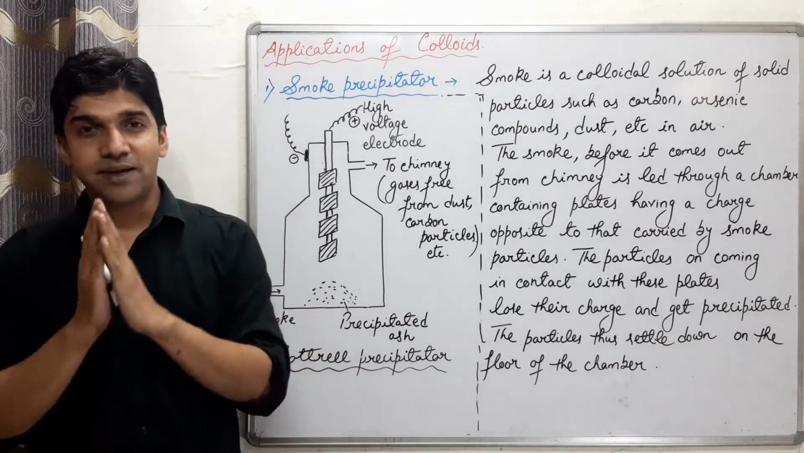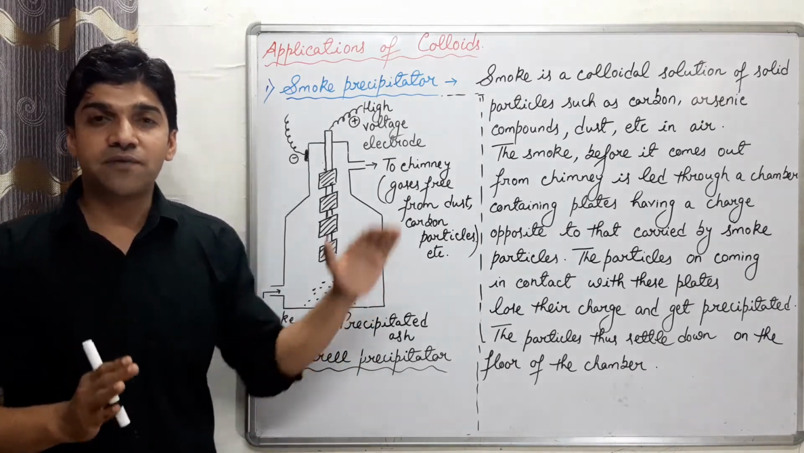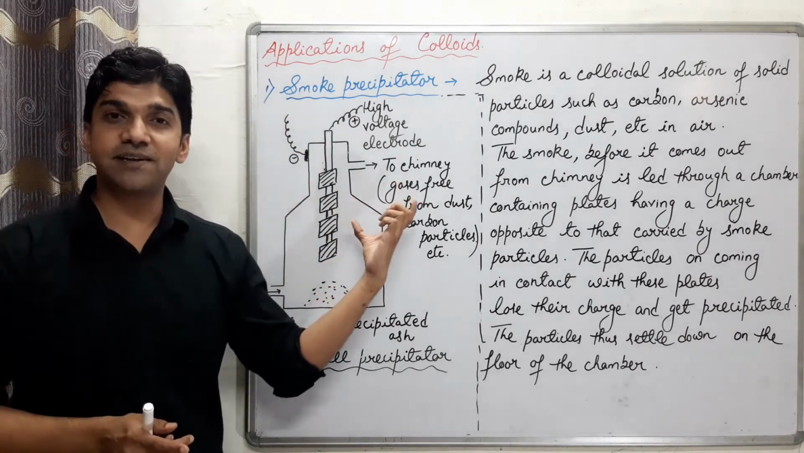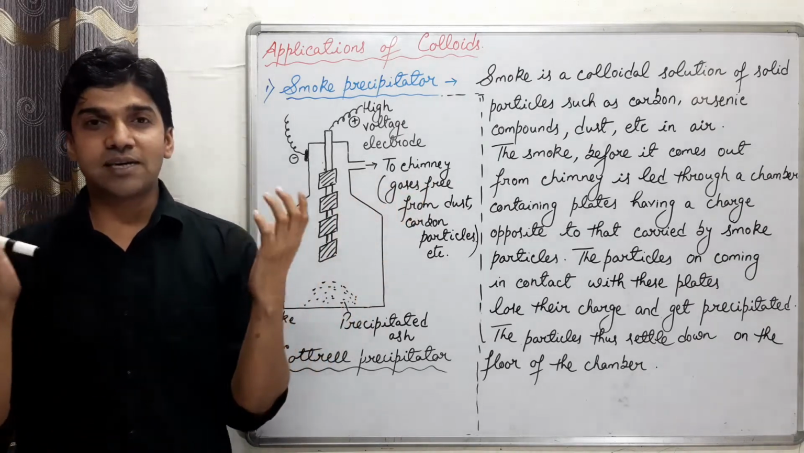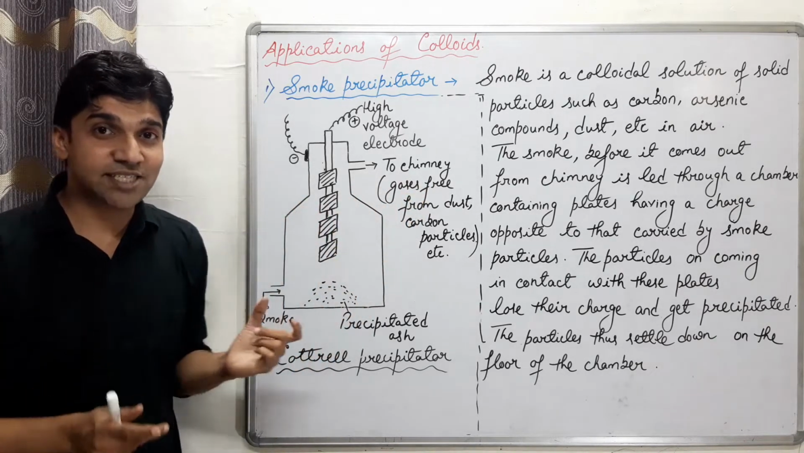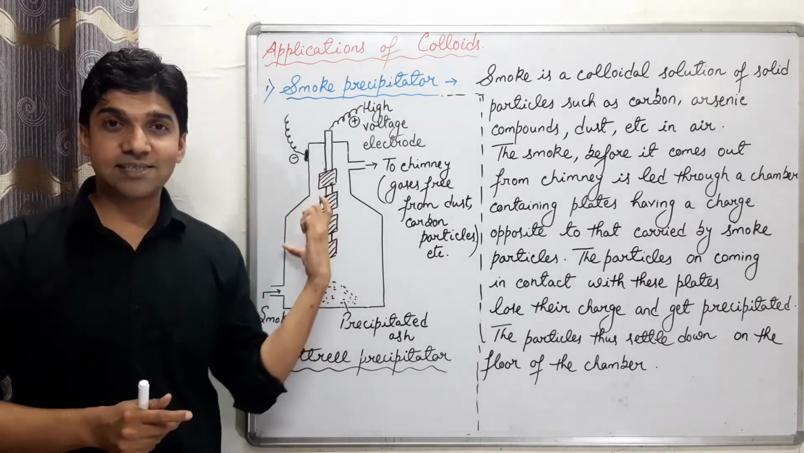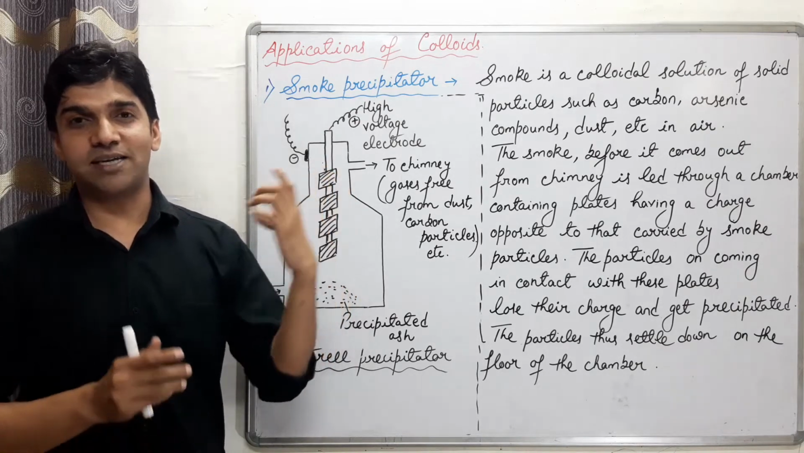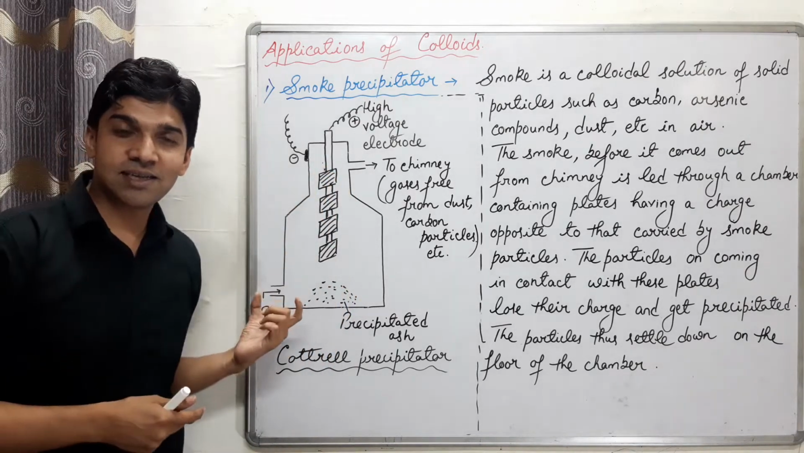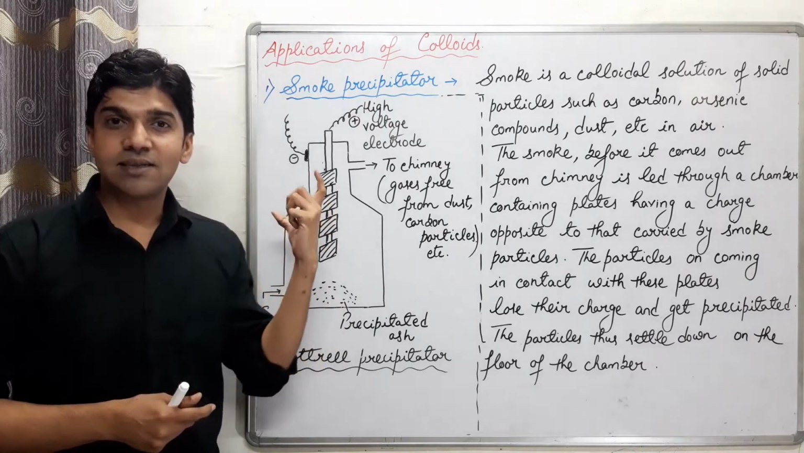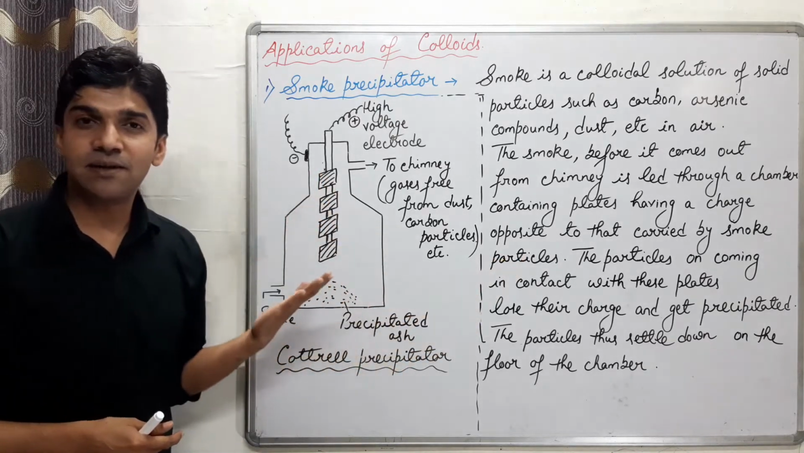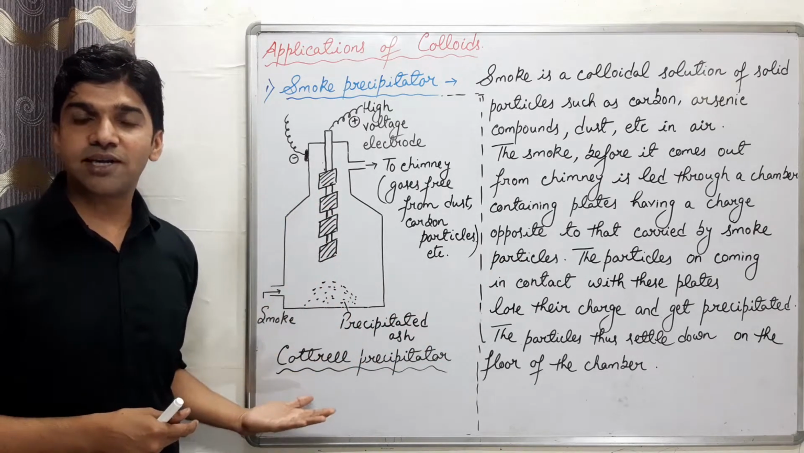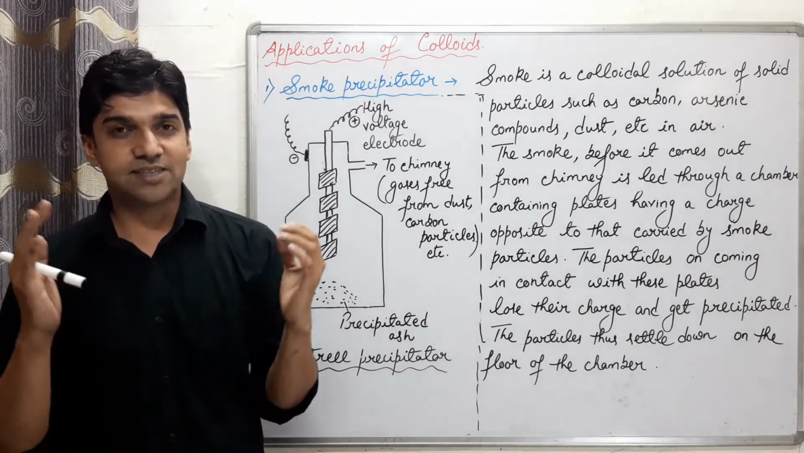So that's the first application we discussed now, in the form of smoke precipitator, in which the gases are made free from dust carbon particles. How? By passing through a chamber in which we have plates having charge opposite to that of the smoke particles. So when the smoke particles come in contact with these plates, they will lose their charge and they will get precipitated. And this chamber is called Cottrell precipitator. So that's the first application.